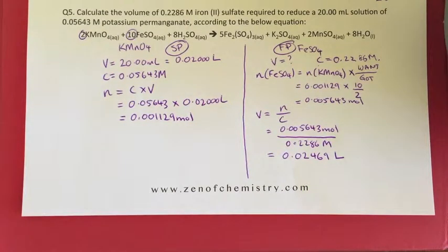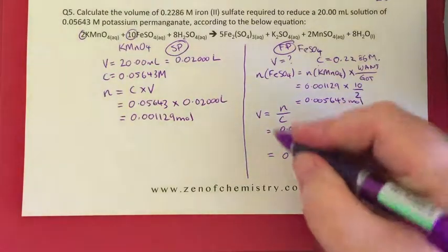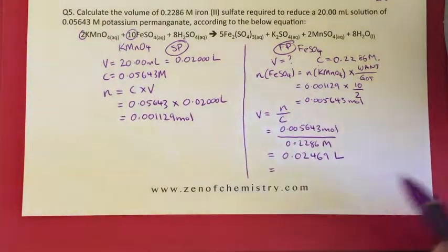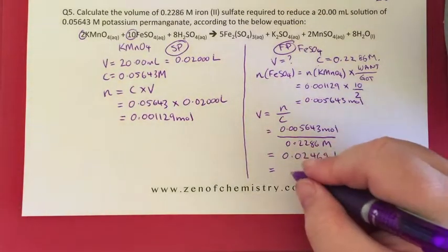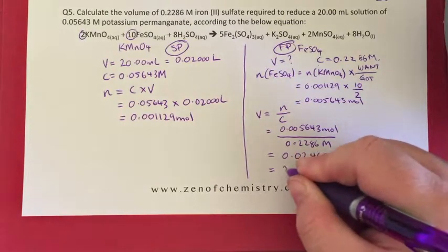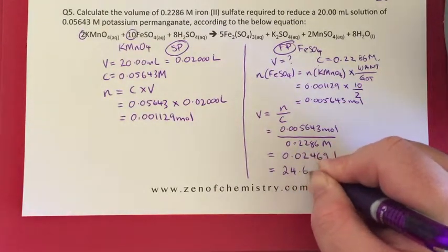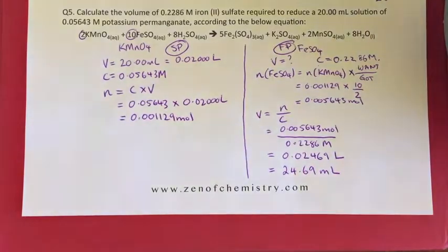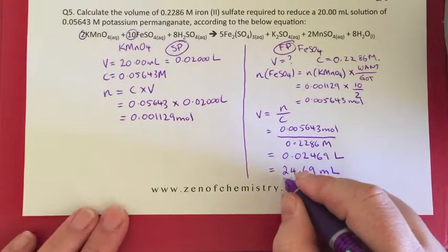Again, it doesn't say the volume in mils or the volume in litres, but I would probably convert that one to mils just to make it look a little bit prettier. So we times that by 1,000, we get 24.69 mils, and that's our answer, so we'll underline that too.